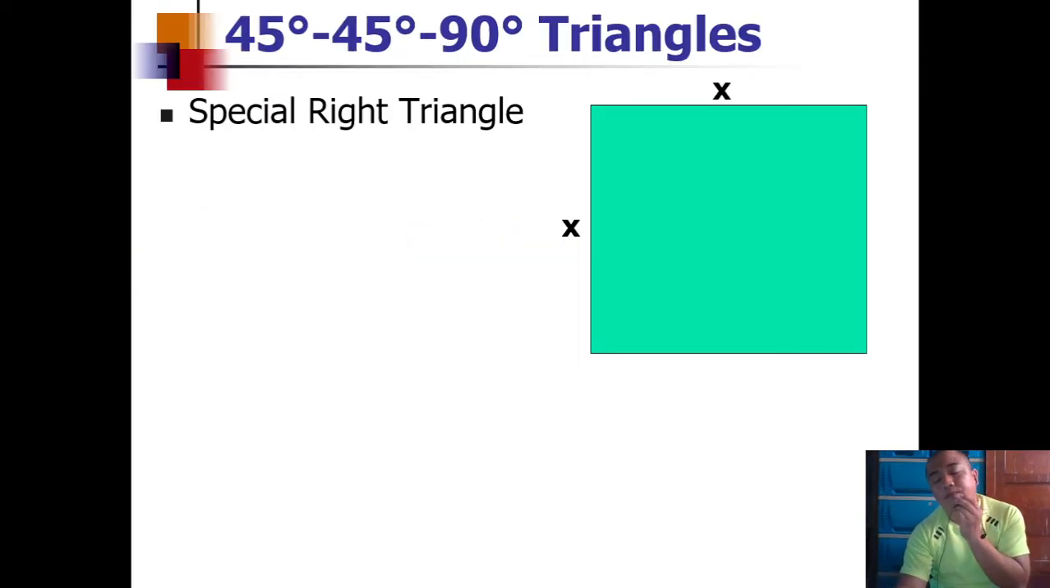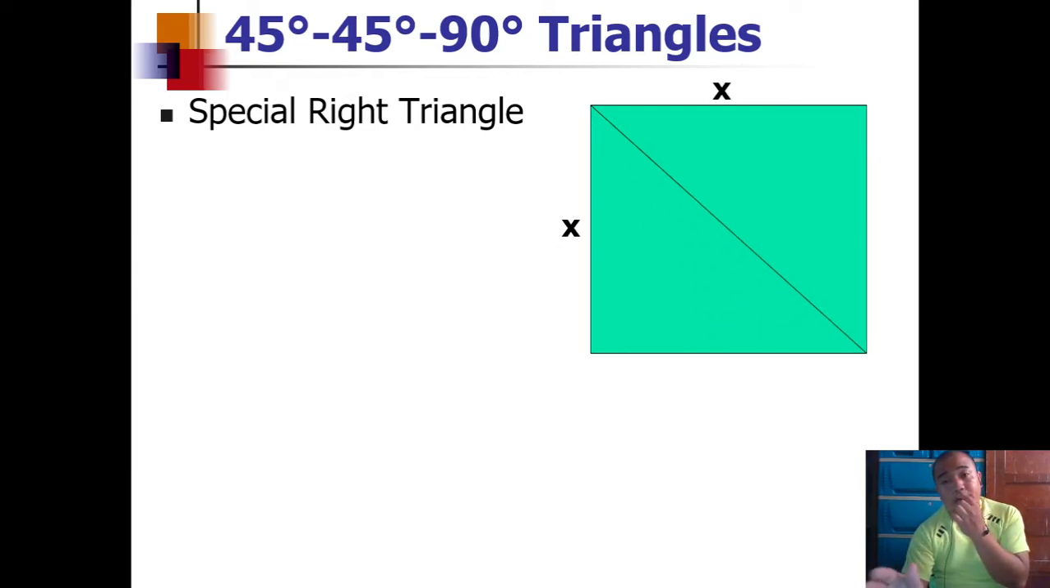We have here the first kind of special right triangle, which is a 45, 45, 90 triangle. That means the two angles are equal in a right triangle, so it's called an isosceles right triangle. If two angles are equal, that means two sides are also equal. So it's an isosceles right triangle.